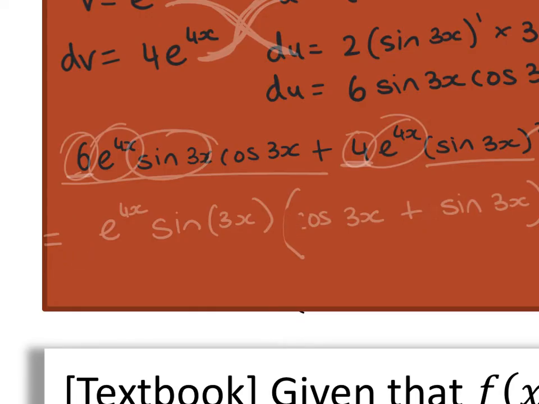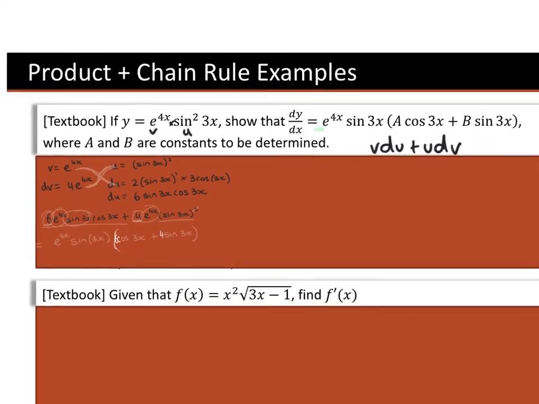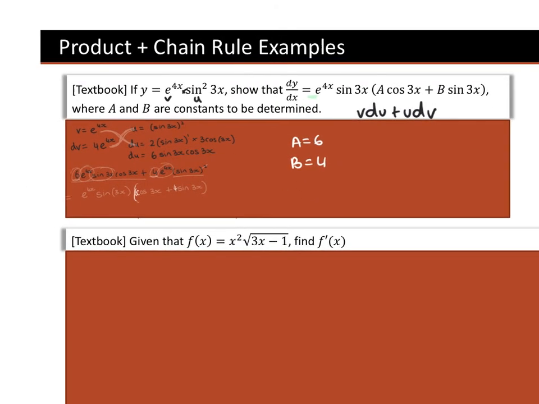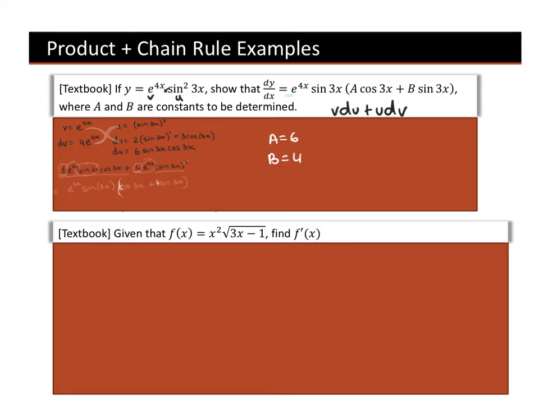We're going to have 6 cos and 4 sine. So in our case, A equals 6, B equals 4. We've proved it, we've shown it. It looks fantastic. Okay? Right then. Part B.